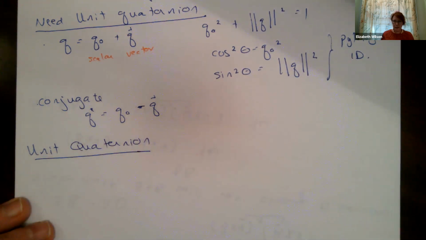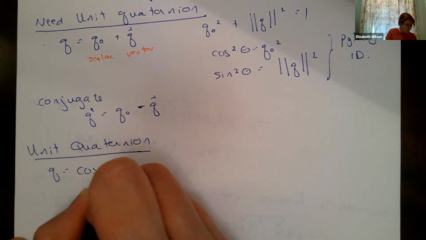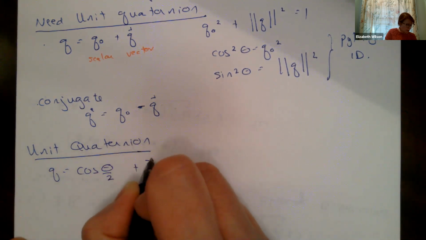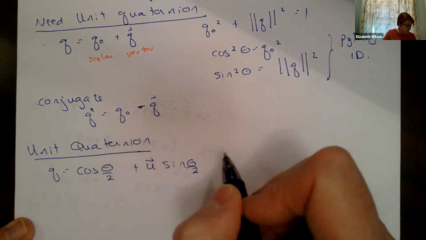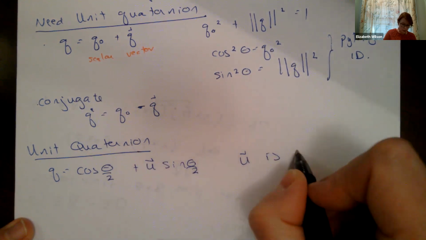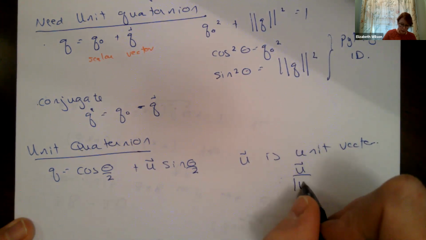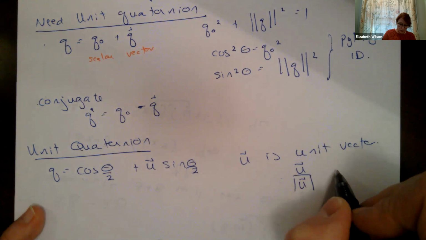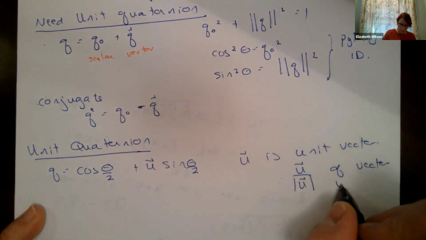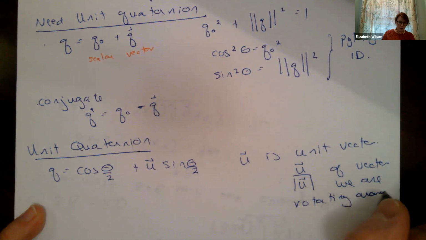Okay, I'm going to be combining things with sines and cosines, and there's a reason that I'm doing it, but it's going to look like Q equals cosine of theta over 2 plus U bar sine of theta over 2. And this U bar is a unit vector. Remember our unit vector, that's U bar over the magnitude of U. Okay, we need to have that be a unit vector. That's important. So this is the unit vector of the vector we are rotating around. So that was our U back at the beginning.